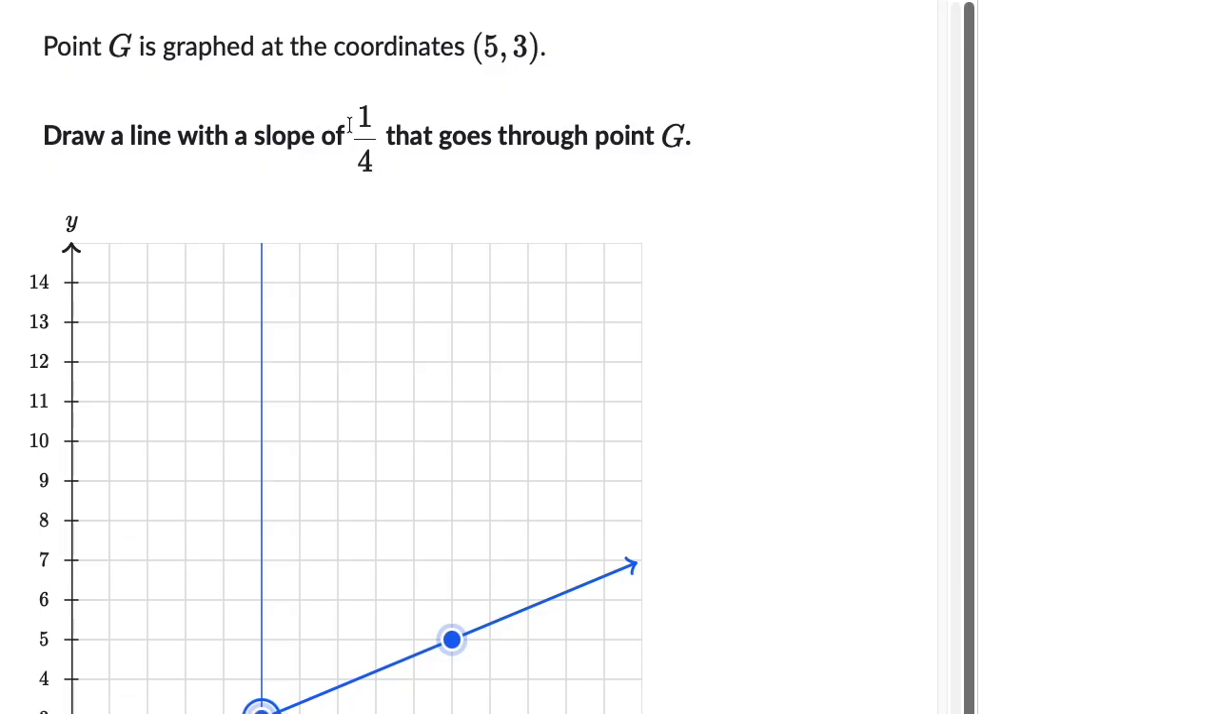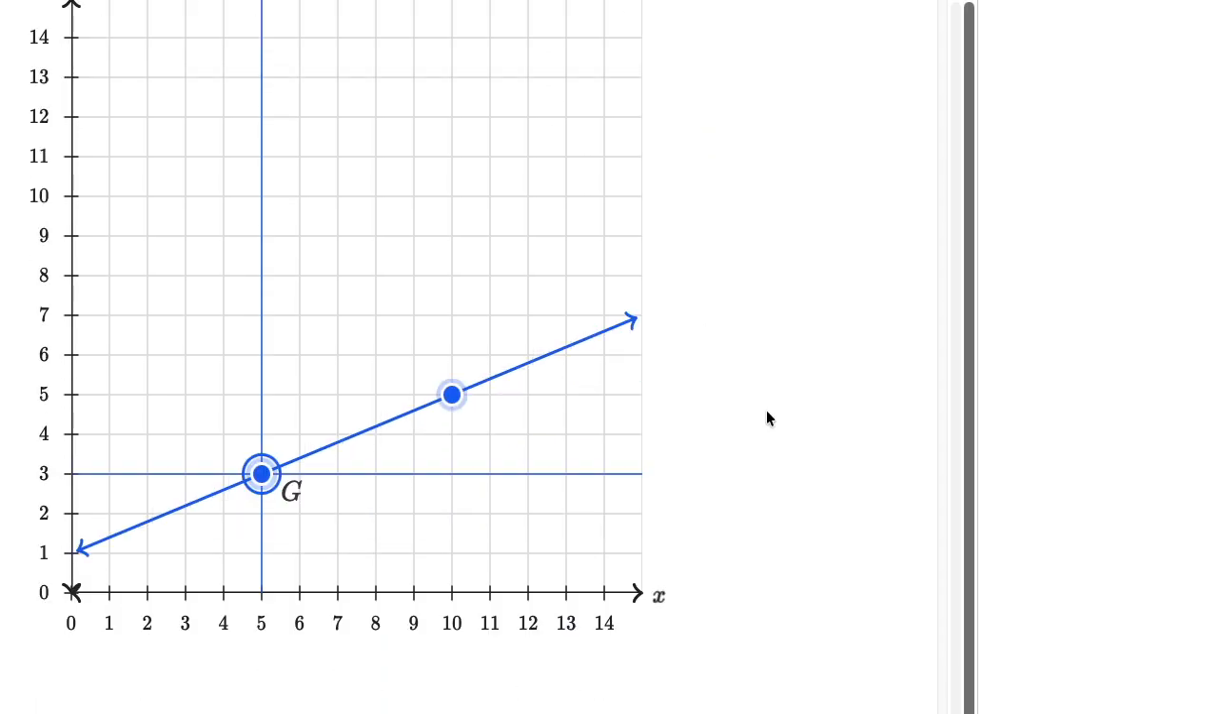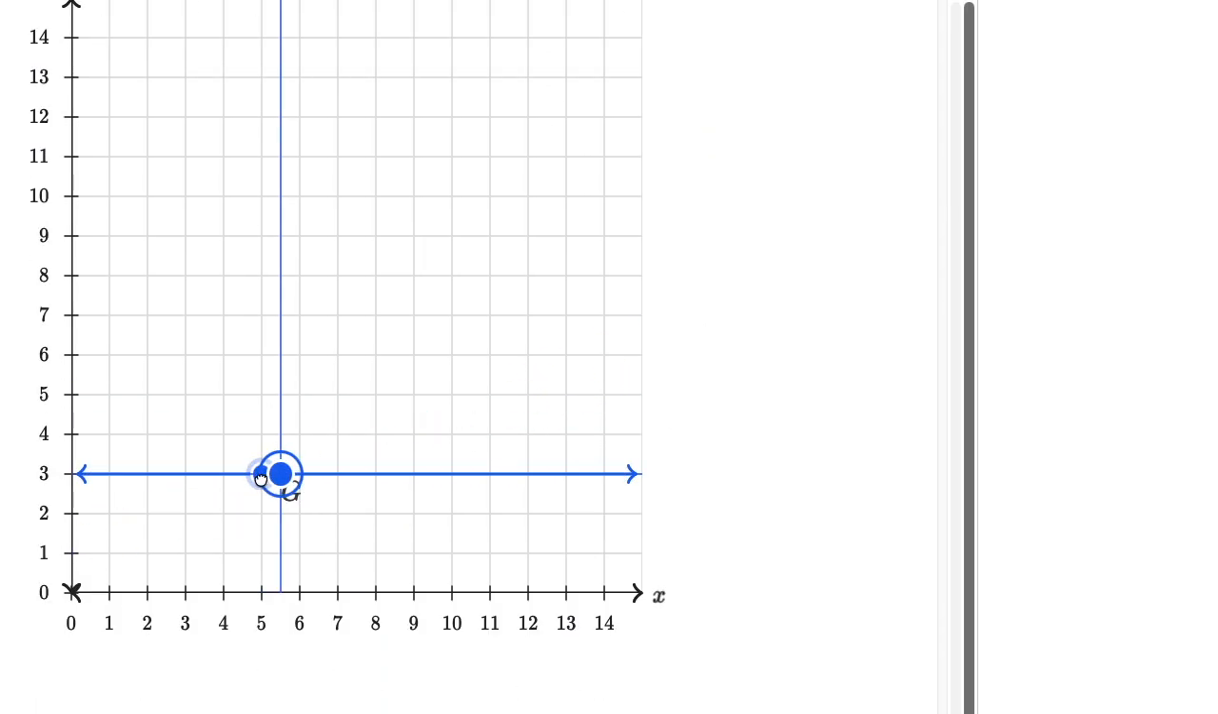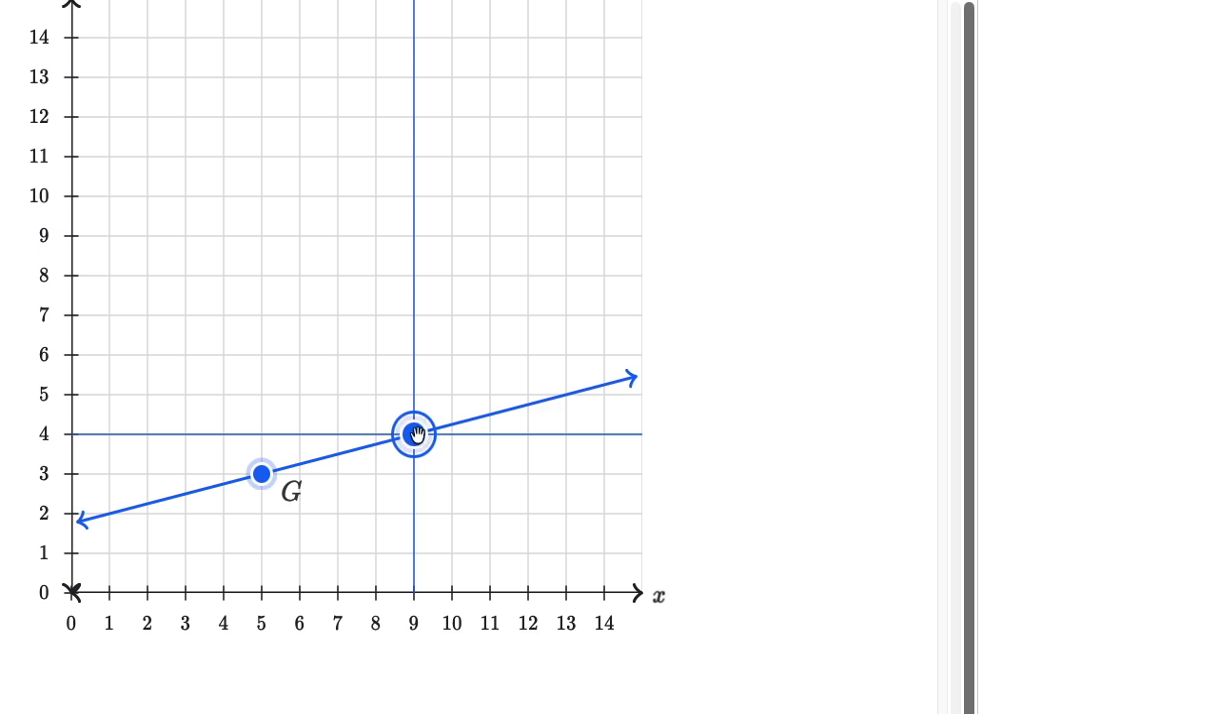And so one way to think about it is, if you start at a point on that line, the ratio between how much you go up and how much you go in the positive x direction is 1:4. So for example, if you were to go in the positive x direction by 4: 1, 2, 3, 4, you would have to go up by 1. So I just did what they want us to do. That is a slope of 1/4.